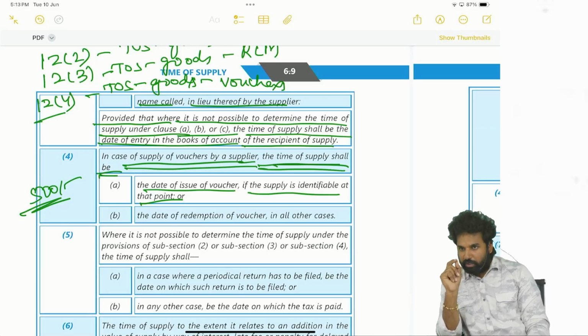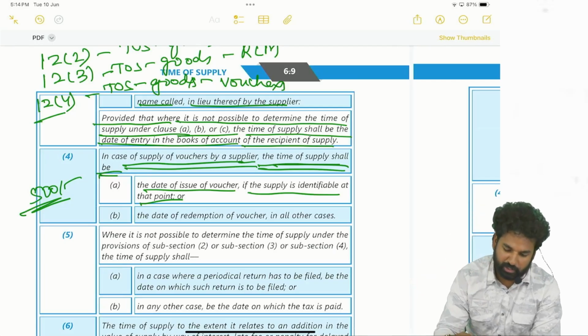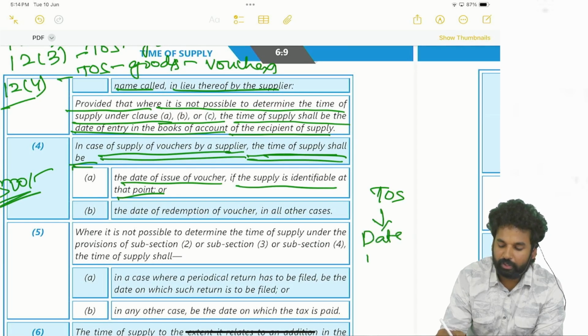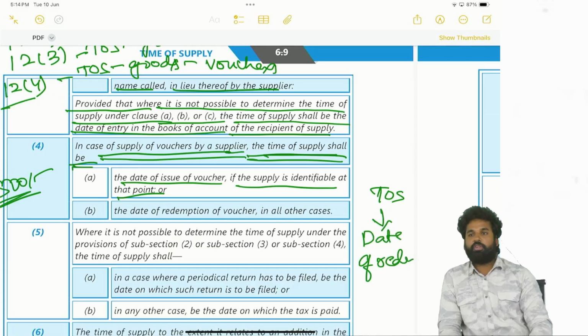So when the voucher is used with respect to a particular product which is unidentifiable at the time of supply, in such cases the time of supply will be the date of redemption, when you are using that voucher, that coupon. Whereas if you already know, while issuing or selling the voucher, on what products you are using that coupon, the supply is identifiable at that time.